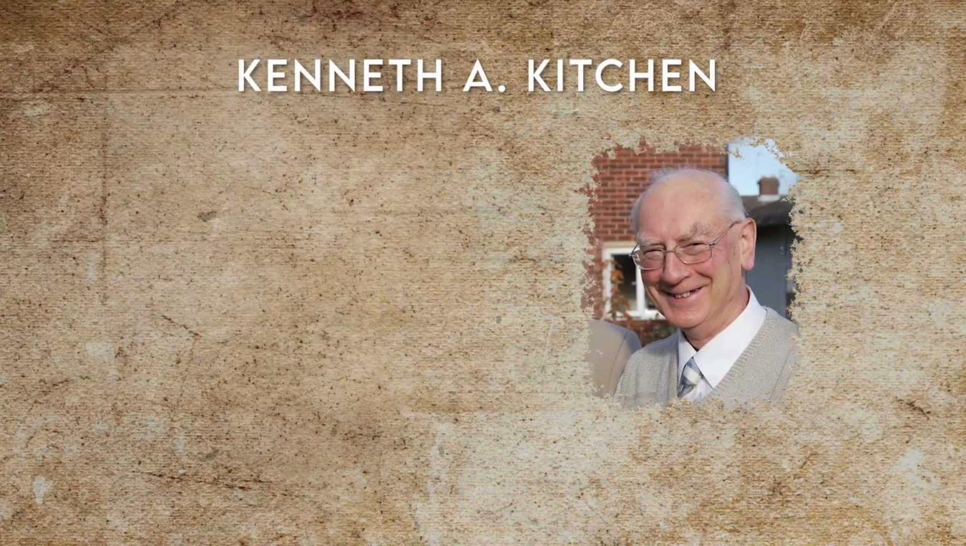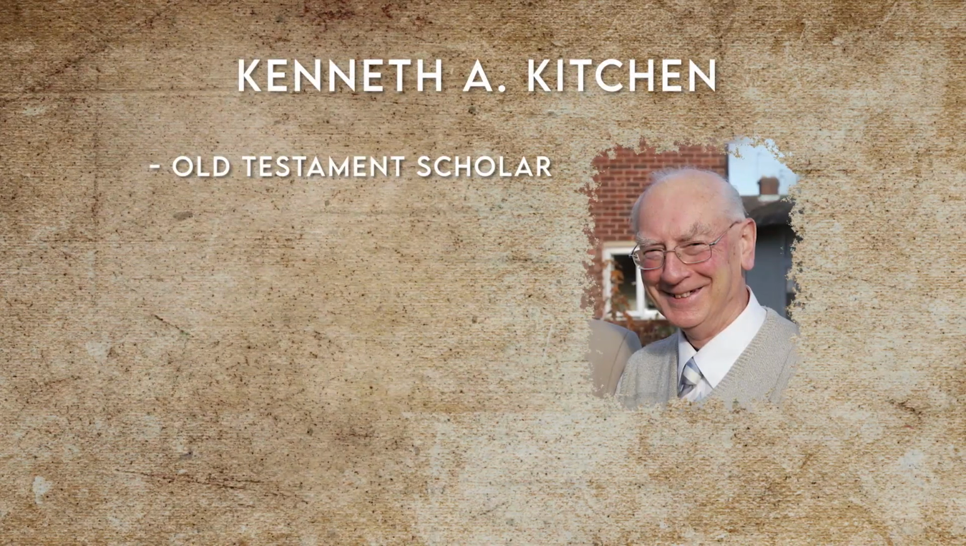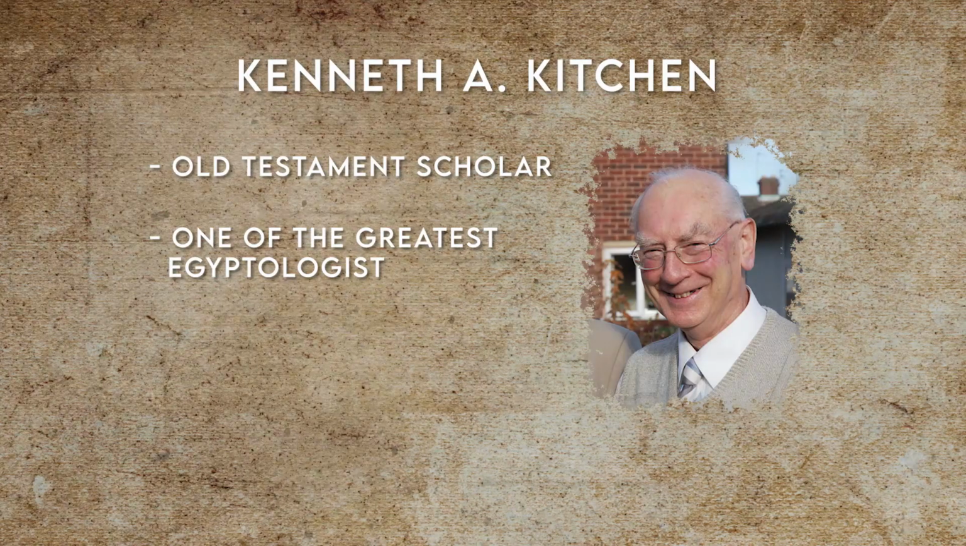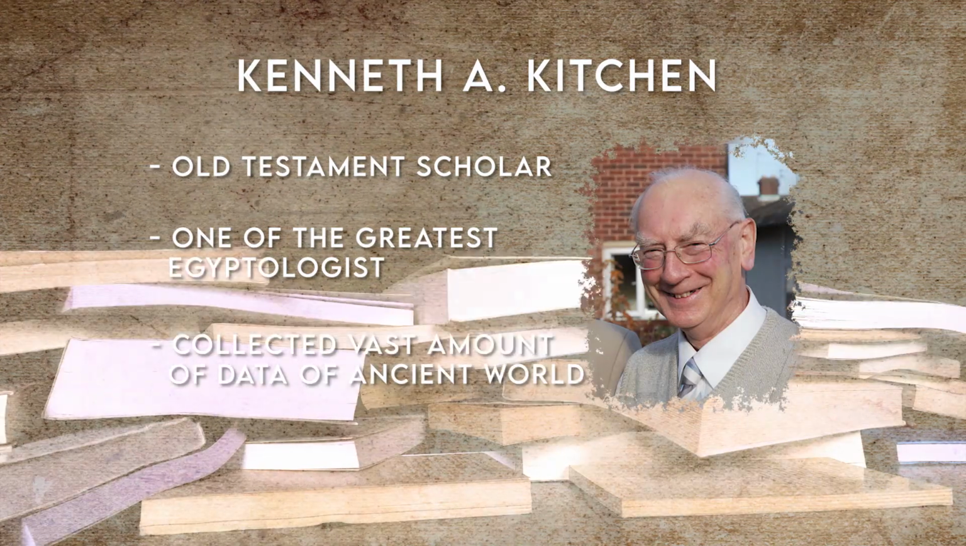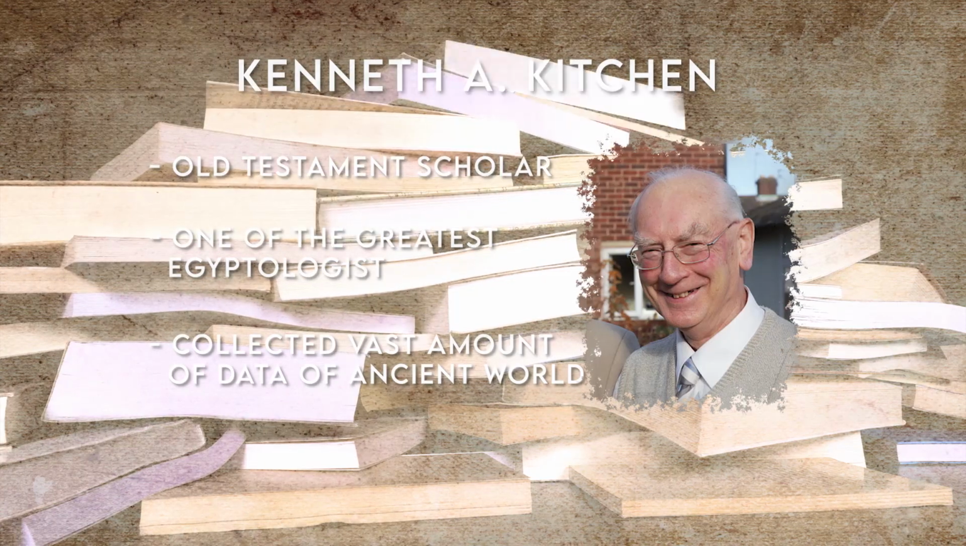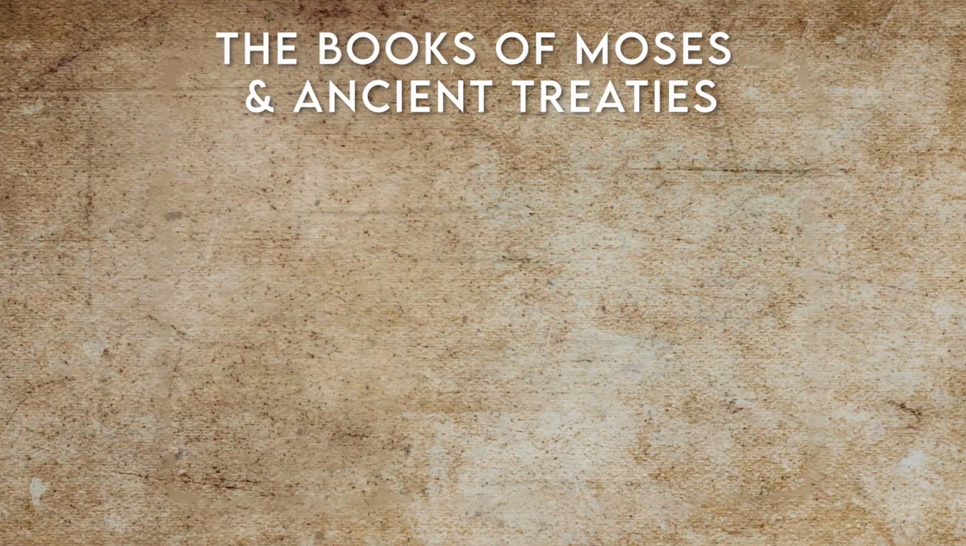Kenneth A. Kitchen, a famous Old Testament scholar and one of the greatest living Egyptologists, has collected a vast amount of data from the ancient world that has bearing on the antiquity and authenticity of the Old Testament text. We'll look at a few of his examples. Let's begin with the books of Moses, the first 5 books of the Bible.